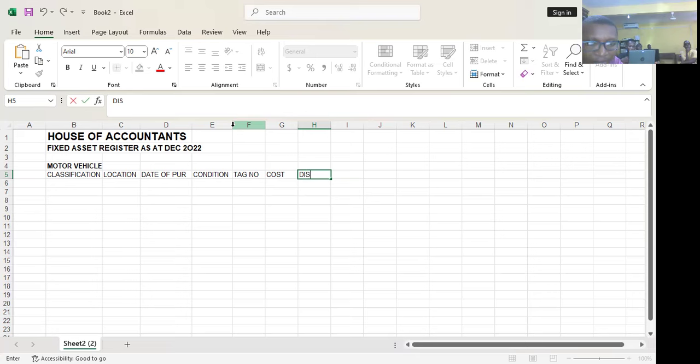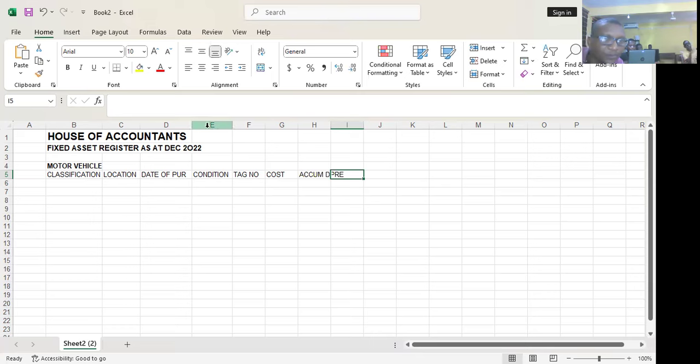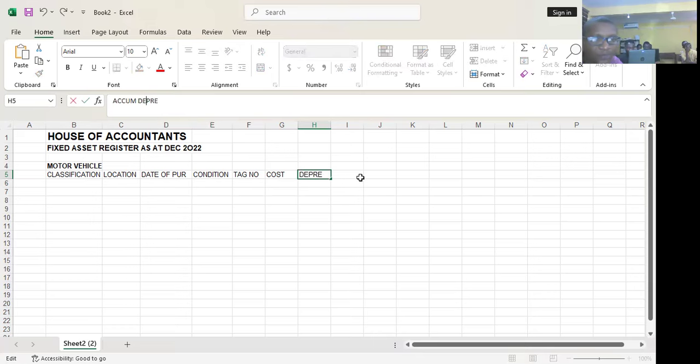Disposal. Or don't let us put disposal, not to confuse us. Let's put accum depreciation. Accum depreciation. Then let's say current, or let's say charge for the year.